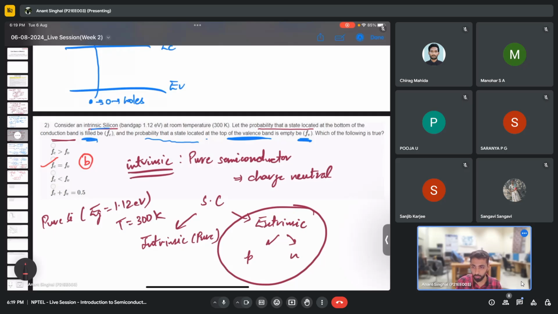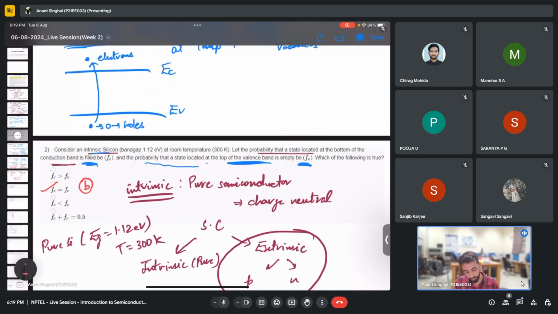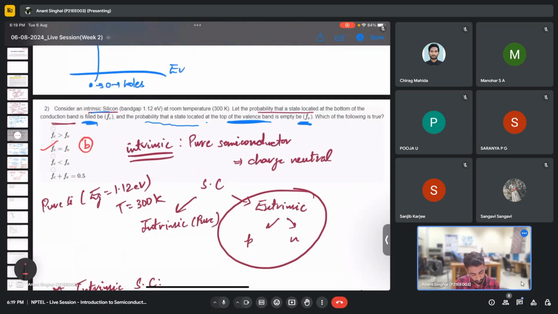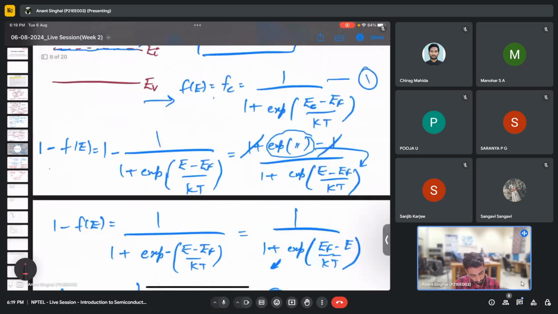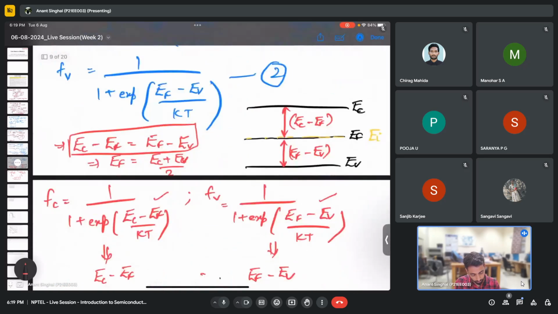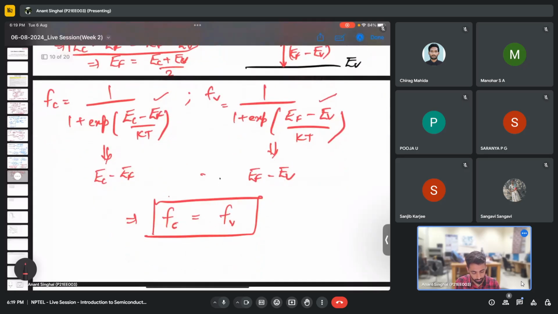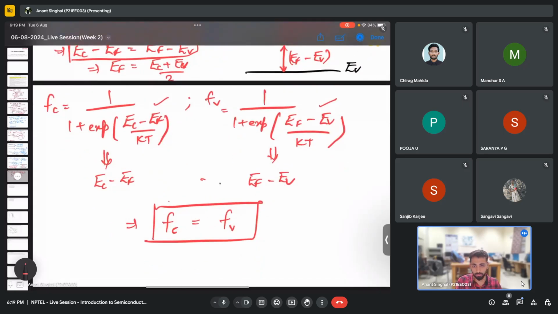So I hope the question is clear. It was very simple. It is just trying to cover your basics, and you should have a good idea on how the electrons and holes are being generated and what the probability is there. You can take a look, and we shall go to the next problem in 1 minute. If you have any doubt, you can ask in the chat box.